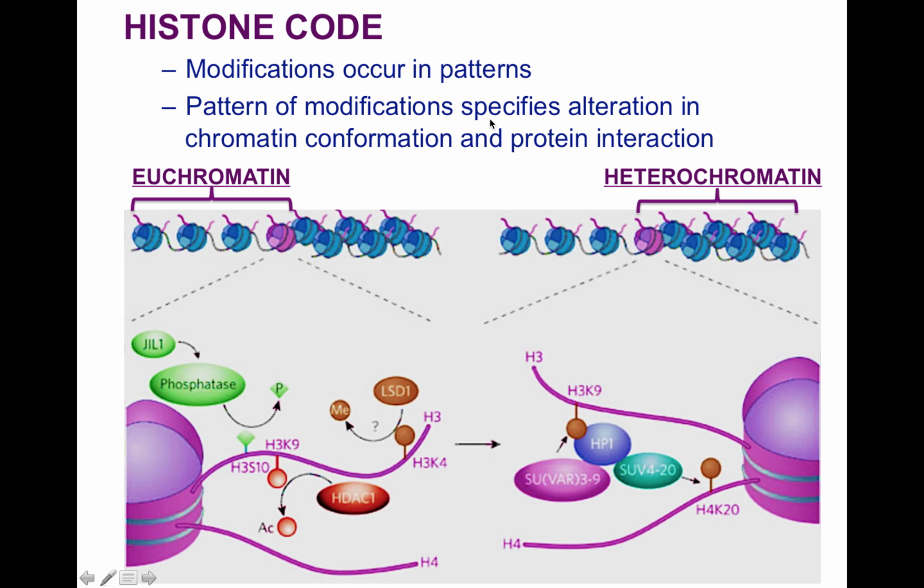The histone code is the entire pattern of modifications that occur on the genome to the histone tails. Euchromatin, the more open conformation of chromatin, can have one pattern, and heterochromatin will have a different pattern of modifications. Notice also that there are other proteins that are bound here.